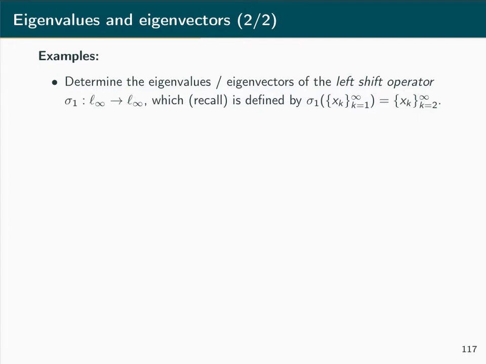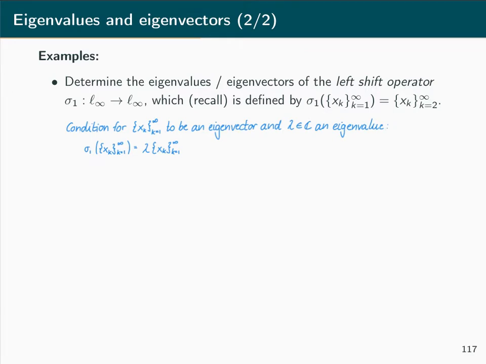And we start by asking for the eigenvalues and eigenvectors of the left shift operator, sigma 1, which maps from the sequence space L infinity to L infinity, and whose definition was introduced in the previous chapter. So recall that sigma 1 of a sequence is another sequence that's shifted by one element. So how can we determine the eigenvalues and eigenvectors of the left shift operator?